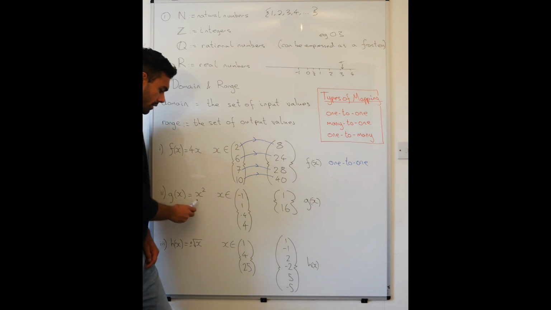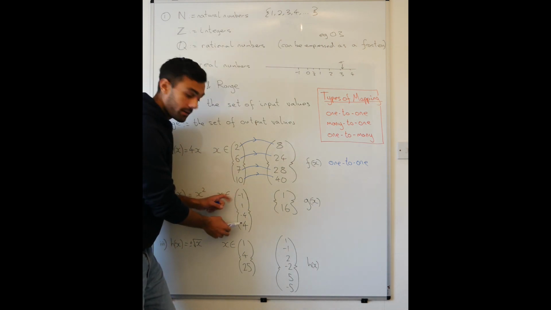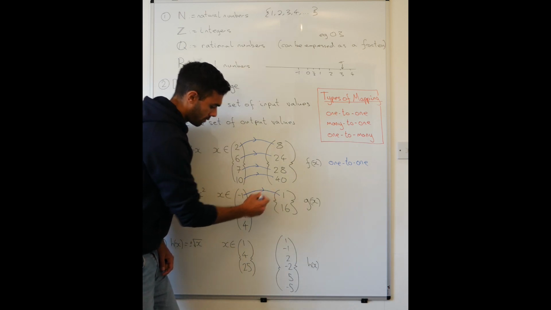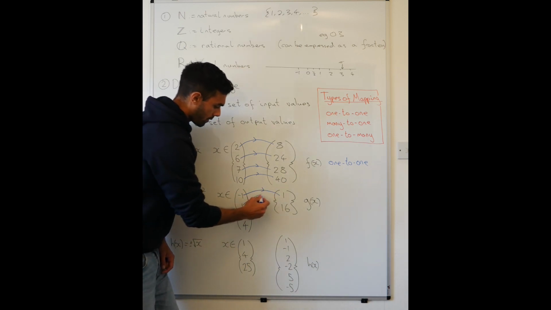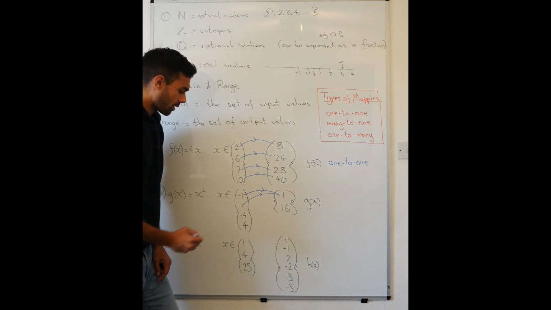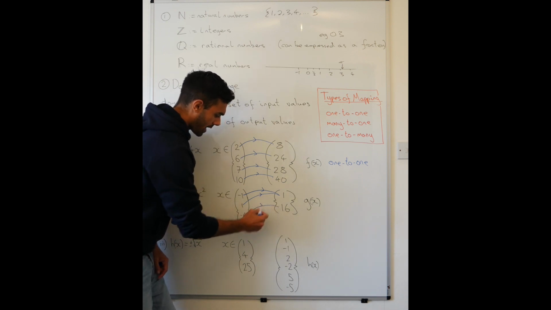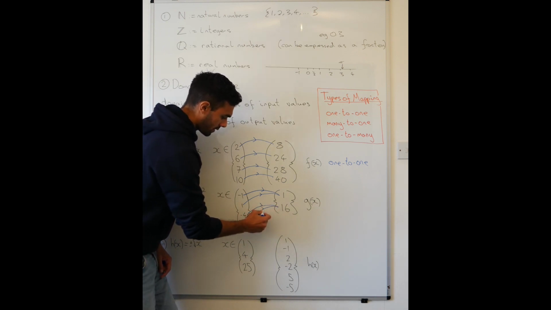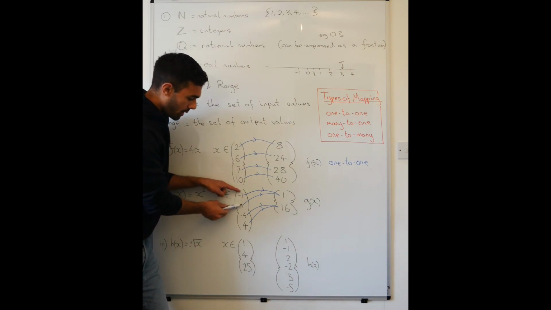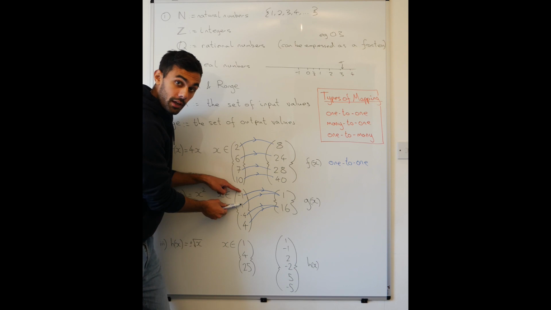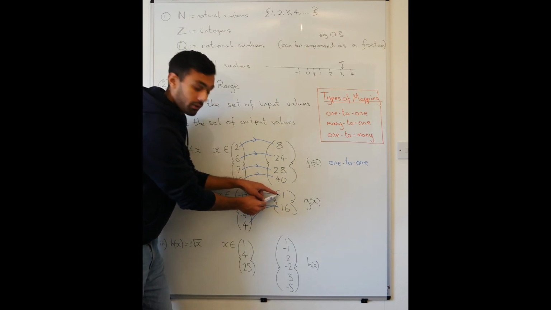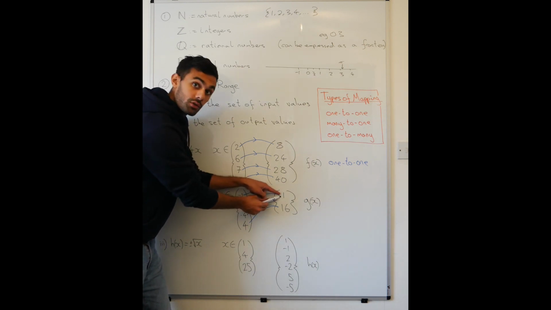Okay, next one, g of x, x squared, for this domain. -1 maps to 1. 1 also maps to 1. -4 maps to 16 and 4 maps to 16. So in this second example it is slightly different to the first one because we have many values in a domain mapping to 1 value in the range. It's many-to-one.